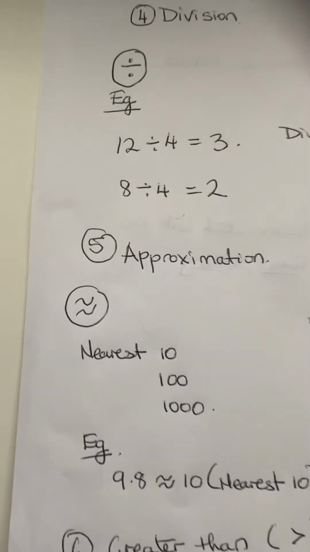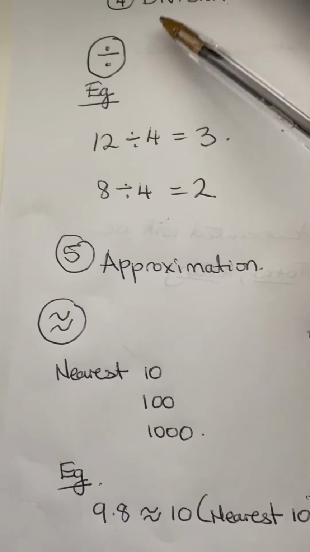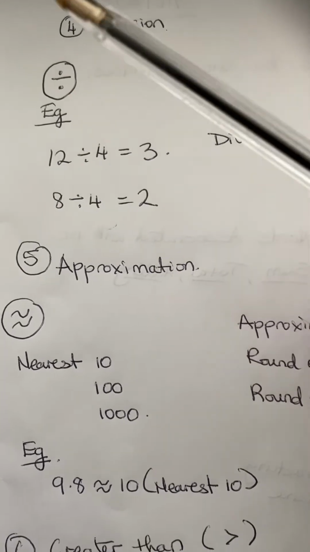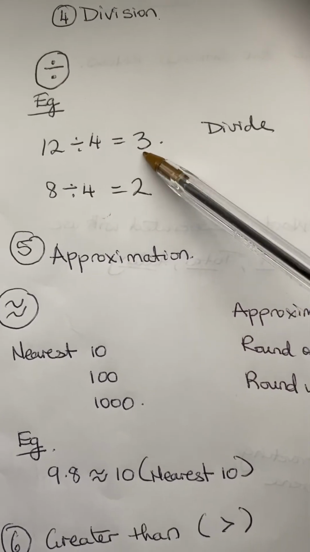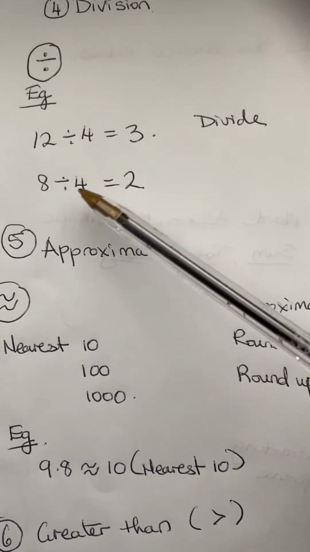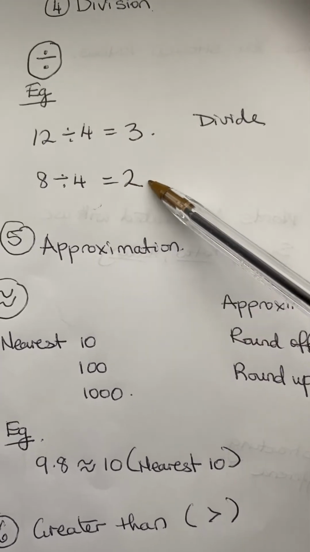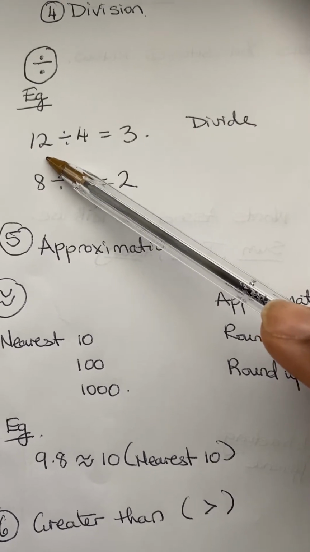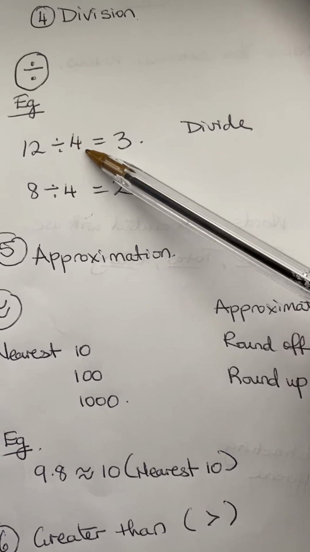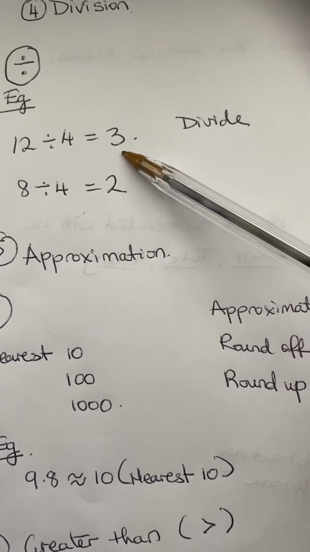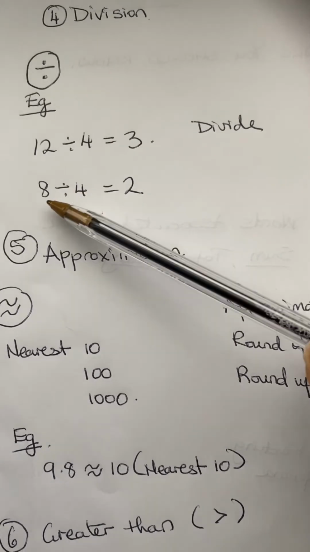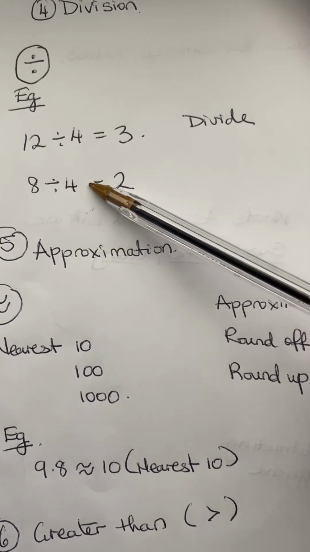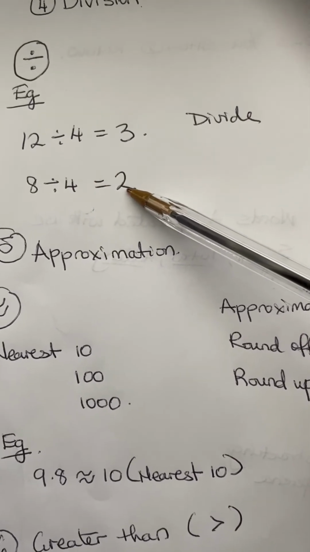The next symbol is division, and this is the symbol here. So you have 12 divided by 4 equals 3, and 8 divided by 4 equals 2. So you have 12 oranges. You are sharing by 4 people. Everyone is going to go away with 3. You have 8 apples shared among 4 people. Everybody will be going away with a 2.